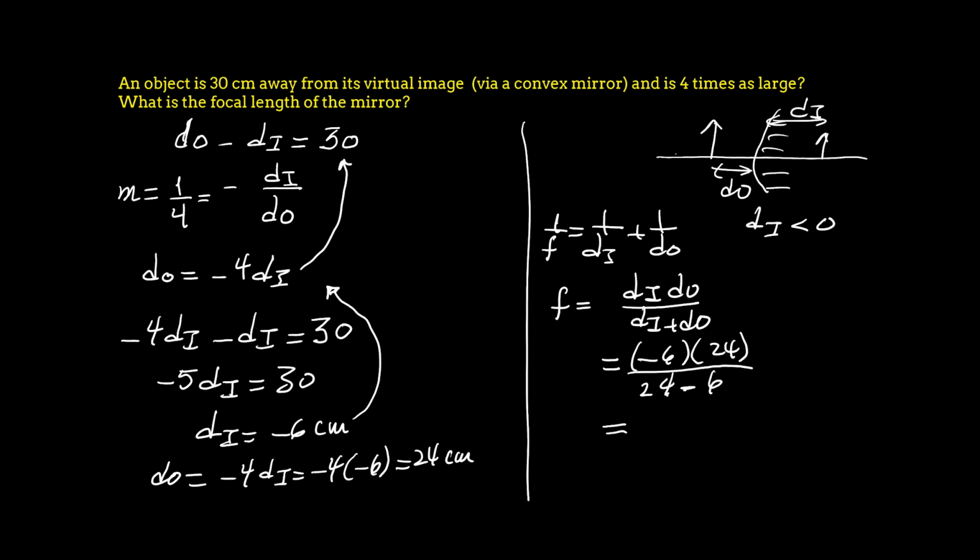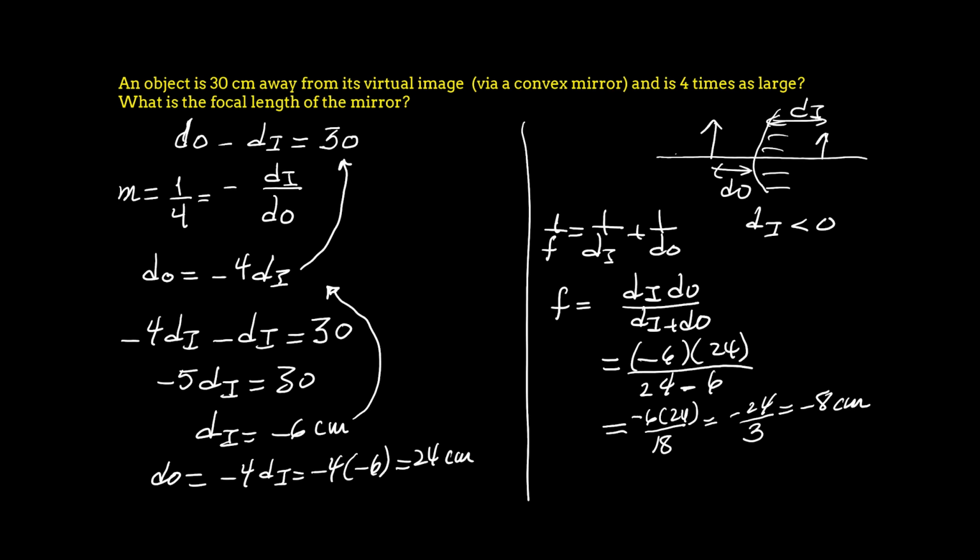So let's see what we have. That's 18. Negative 6 times 24. The 6 and the 18 will cancel, will give me a 3 in the denominator. Now we'll have a negative 24 over 3, negative 8 centimeters. The focal length is 8 centimeters. The DI is 6, which is inside the focal length. That's good. It's closer to the mirror than the object. The object is at 24.